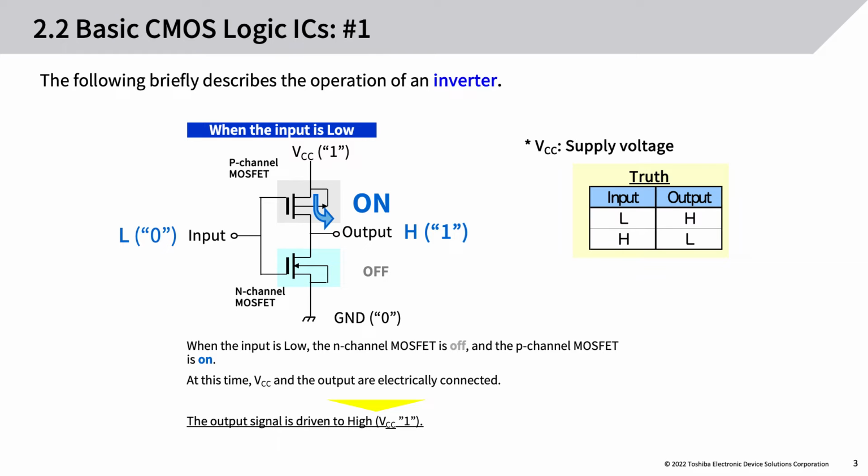Basic CMOS Logic ICs. 1. The following briefly describes the operation of an inverter. When the input is low, the N-channel MOSFET is off, and the P-channel MOSFET is on. At this time, VCC and the output are electrically connected. The output signal is driven to high, VCC, 1.